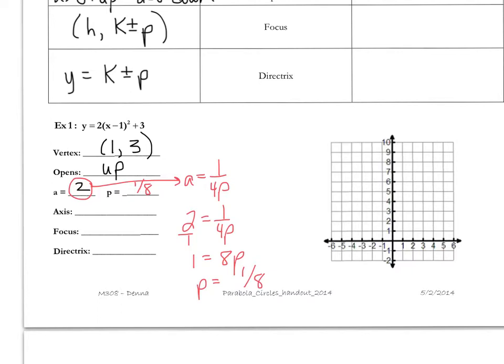But the axis of symmetry is always a vertical line for vertical parabolas. It's x equals whatever the x value of the vertex is. So in this case, it's just 1. So that number is the same as this number, and it'll always be that way for the vertical parabolas.